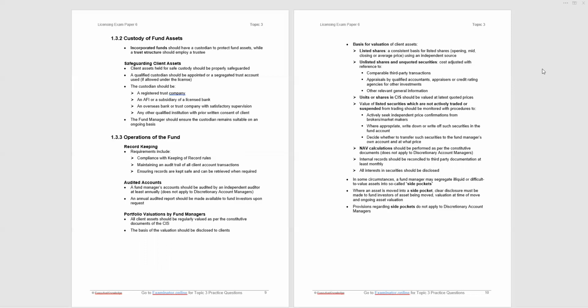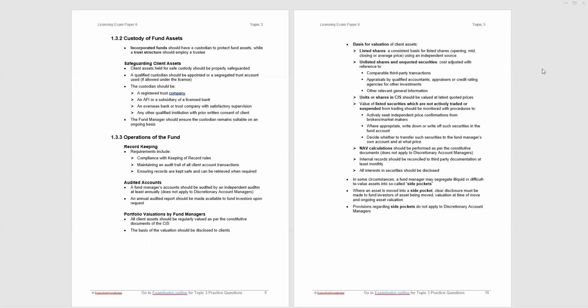You should submit audited accounts. Annual audit reports should be made available to fund investors. This doesn't apply to discretionary account managers. And portfolio valuations by fund managers. All client assets should be regularly valued per the constitutive documents, and the base of valuation should be disclosed.